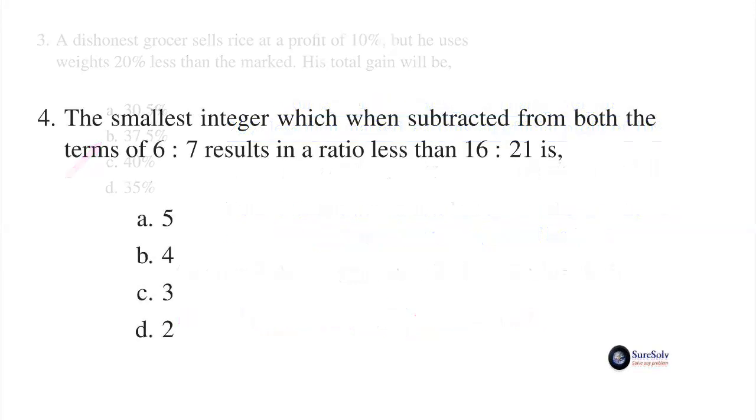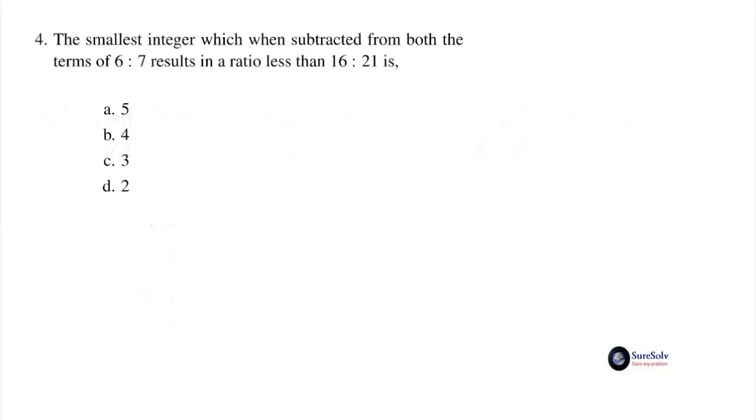Fourth question. The smallest integer, which when subtracted from both the terms of 6:7 results in a ratio less than 16:21, is what you have to find out. We will take the direct and simplest approach in this case by trying out the 4 choice values one by one as the minimum desired number.